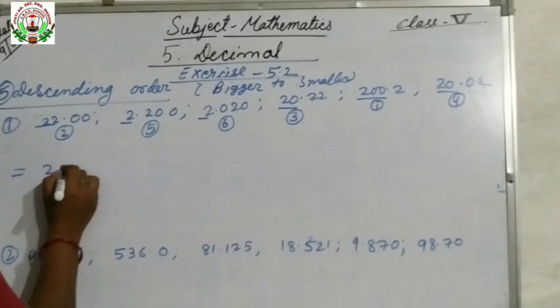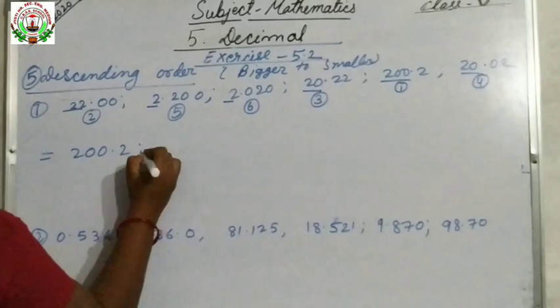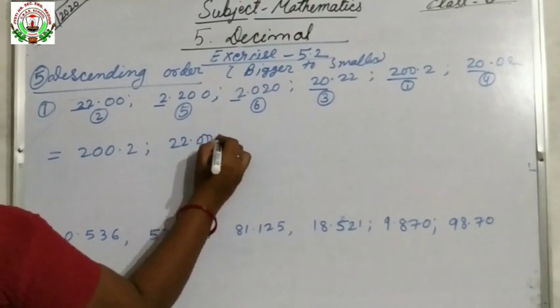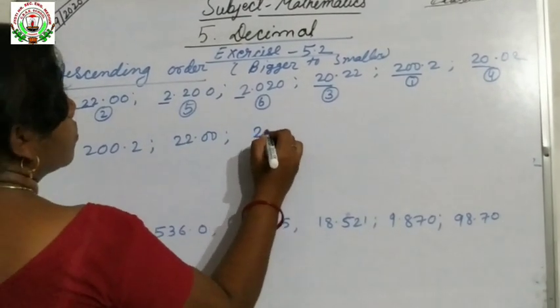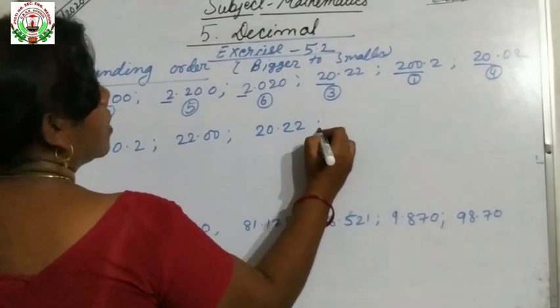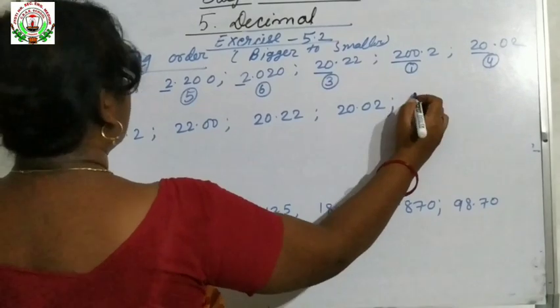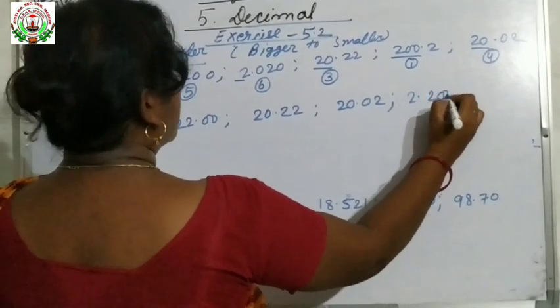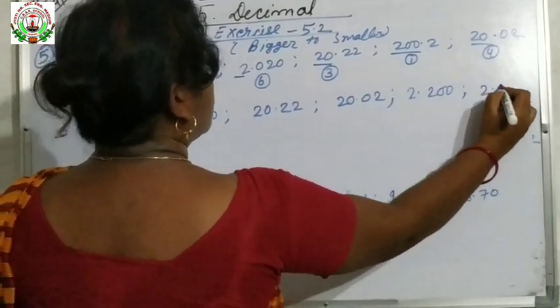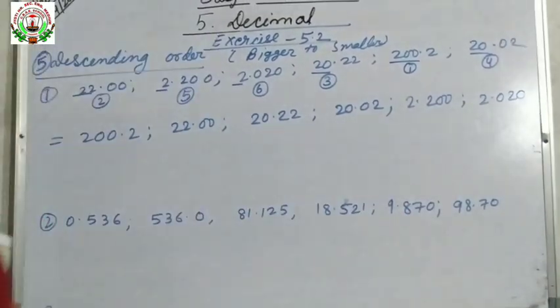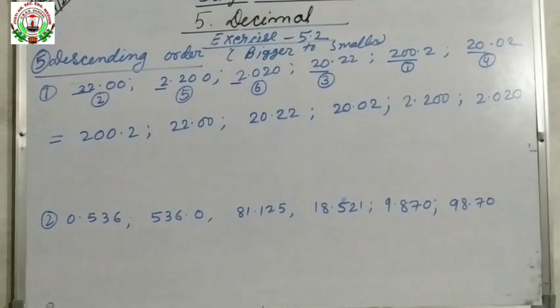So now you will write 200.2. Next is 22.00. Next is 20.22. Then 20.02. Then 2.200 and 2.020. So it is the descending order. Understood?